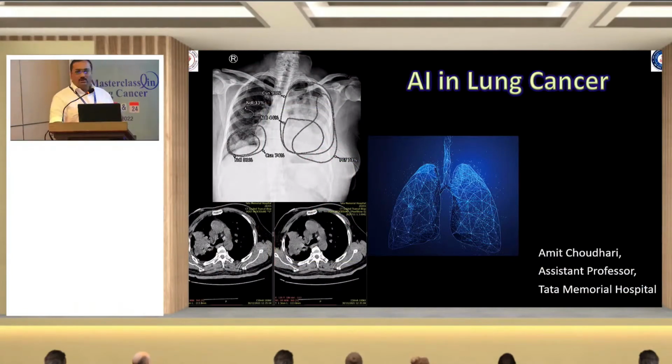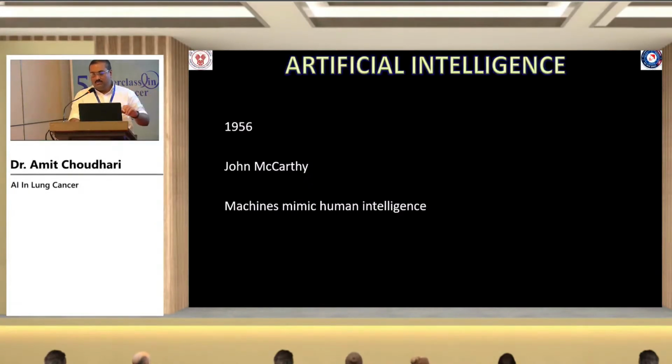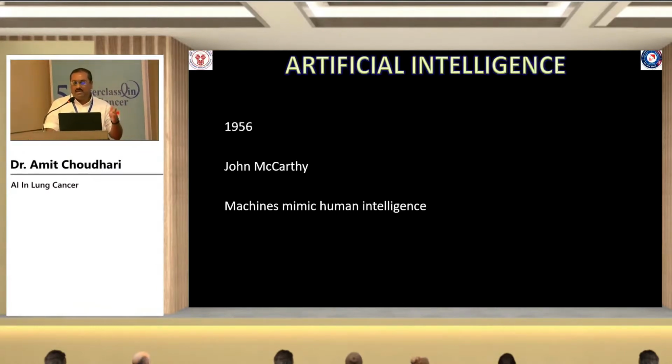Mine is a brief talk about AI and lung cancer. Before looking into the applications of AI or artificial intelligence, we'll look into the AI and its subtypes which are used for imaging purposes. So artificial intelligence was a term which was first coined in 1956. Perhaps it dates back even before that.